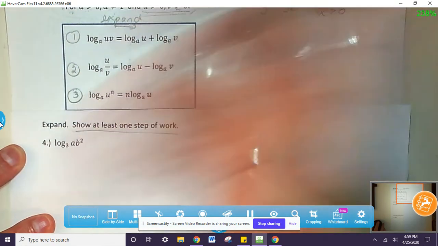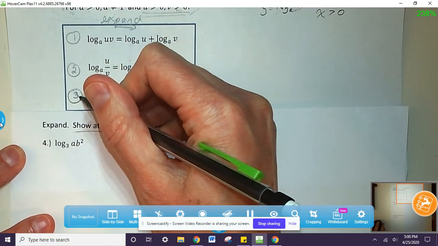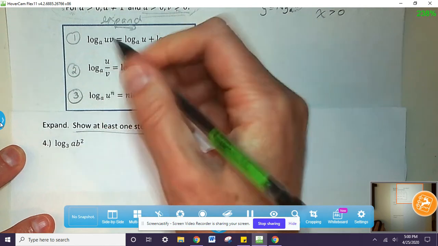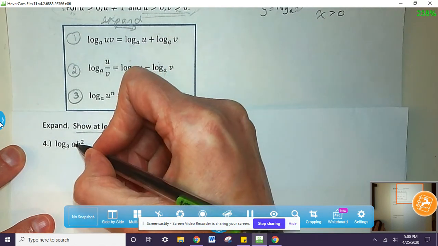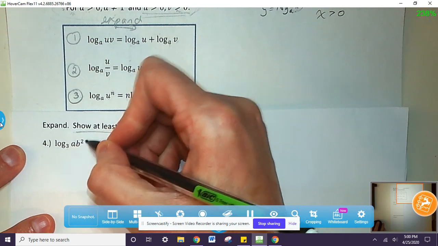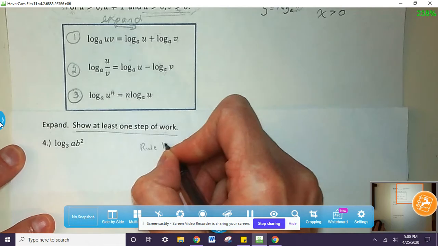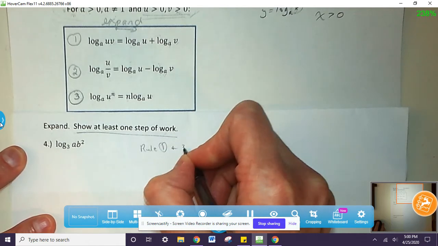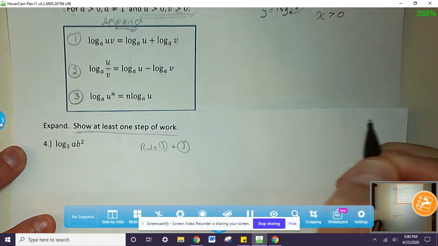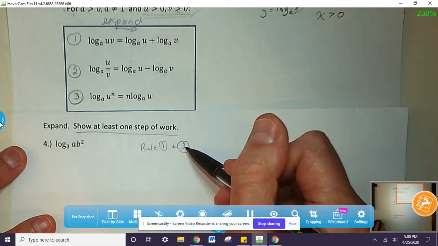Just to mention, we have a power, so we're definitely going to have to use Rule 3. And the other thing we have is a product, because it's A times B. We don't have a dot there, but we could write a dot. It's A times B squared. So we're going to be applying Rule 1 and Rule 3. Now, the question we have to ask next is, do we use Rule 1 first or Rule 3 first?